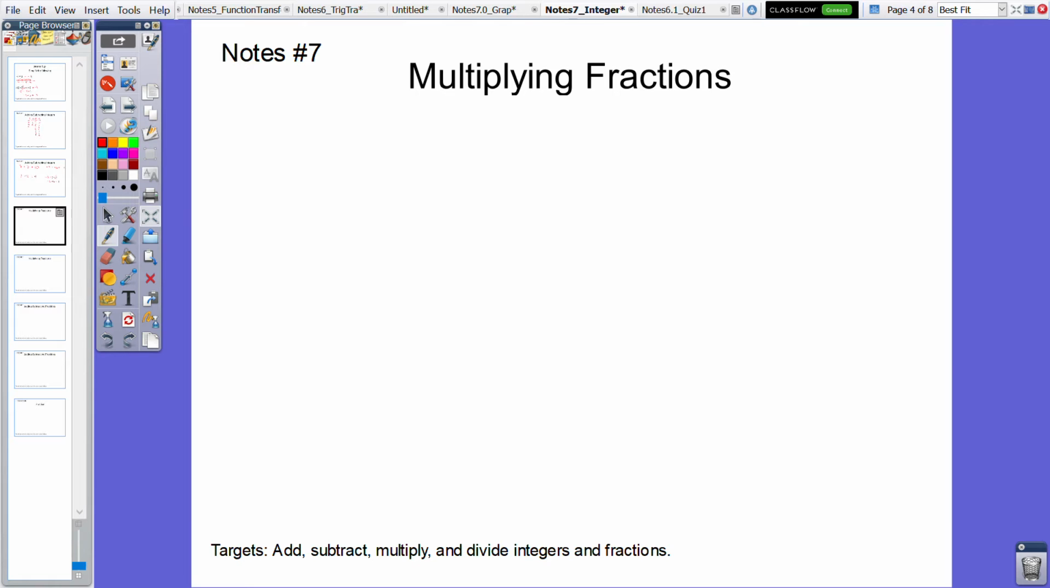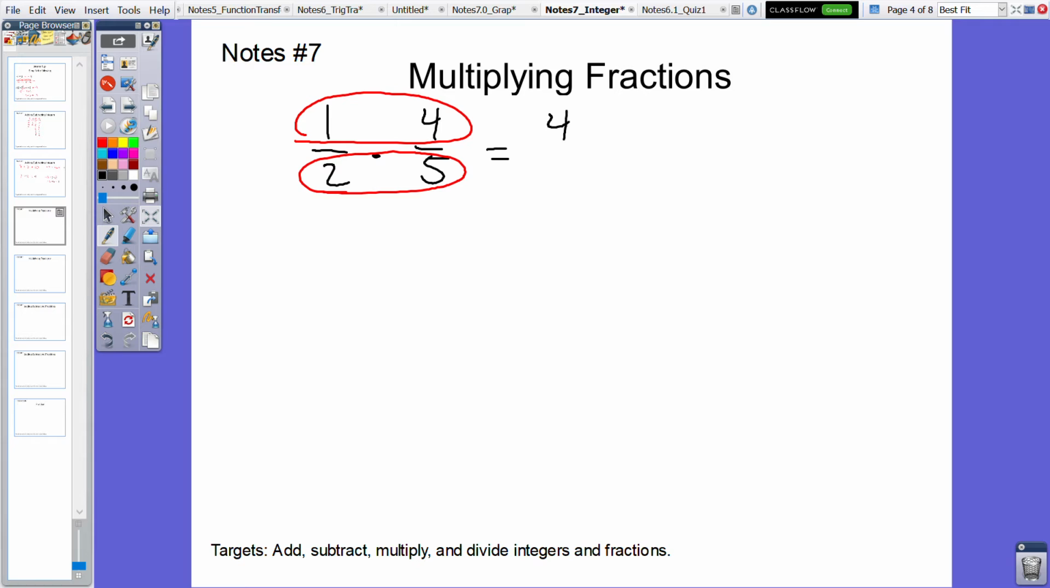Now, the most basic operation for dealing with fractions, believe it or not, is multiplying. Okay? Here's how we would multiply fractions. So for instance, let's say we have 1/2 times 4/5. Something real simple to start us off with here. Okay? So what we're going to do is we're actually going to just multiply straight across. So 1 times 4 and then 2 times 5. Okay? That's going to leave me with 1 times 4 is 4, 2 times 5 is 10.